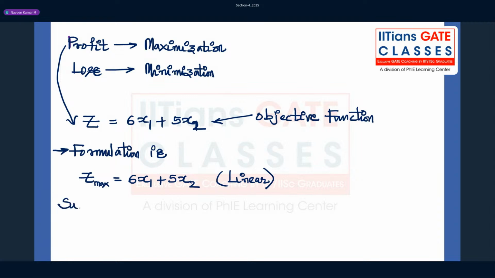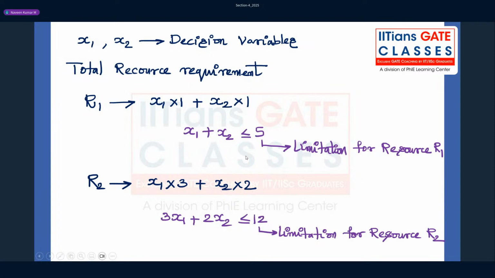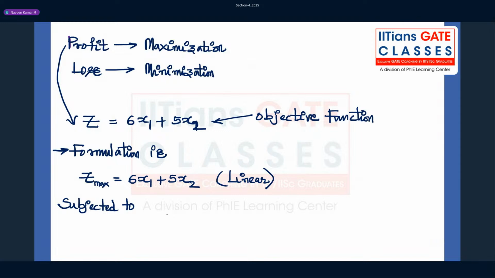These are subjected to; this is how your questions will be asked if they are giving directly the mathematical formulation. What is it subjected to? x1 plus x2 less than or equal to 5, 3x1 plus 2x2 less than or equal to 12. So x1 plus x2 will be less than or equal to 5, 3x1 plus 2x2 should be less than or equal to 12. And these are your constraints.